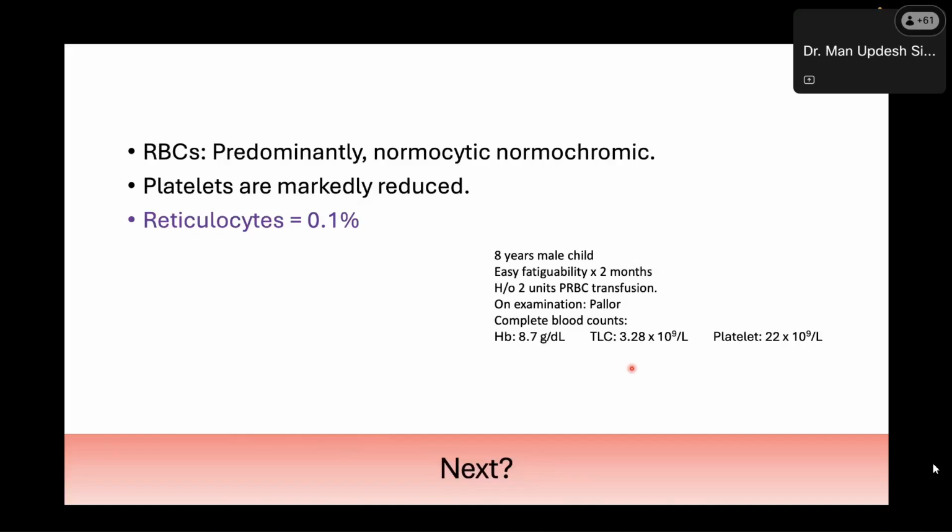Right. So I'll probably go for a bone marrow in this situation because I'll need to know whether the bone marrow is producing cells, whether it is hypercellular or normocellular or less cellular, and what all is happening in the bone marrow in this situation when the blood is showing complete pancytopenia.